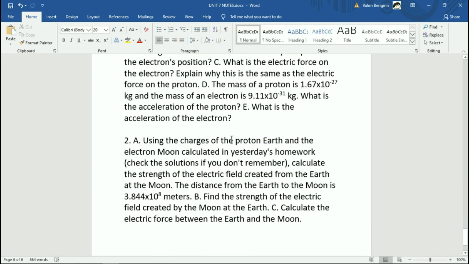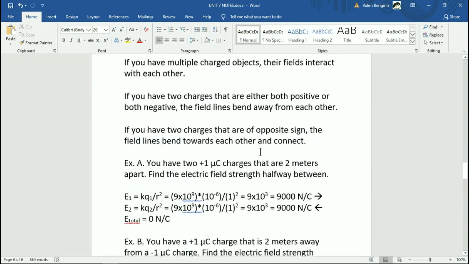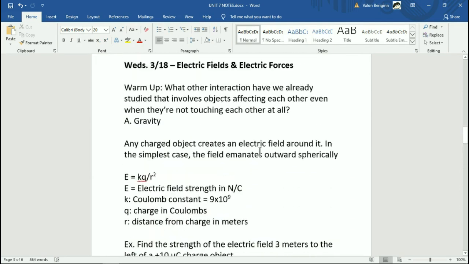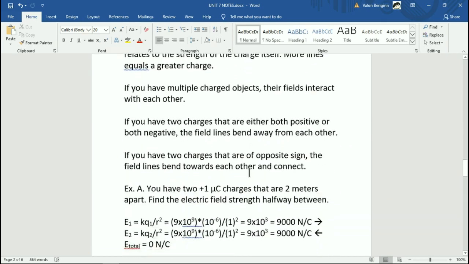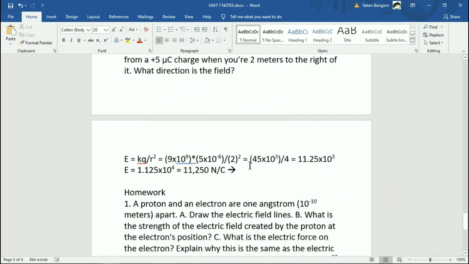Okay, so question 2 is, we want you to use the charges of the proton Earth and the electron Moon that we calculated from yesterday's homework. So if you want those solutions, check the solutions. I'll show them here, wherever they are. Here, okay. So here was your charge of the proton Earth, and here was your charge of the electron Moon, including the negative there.